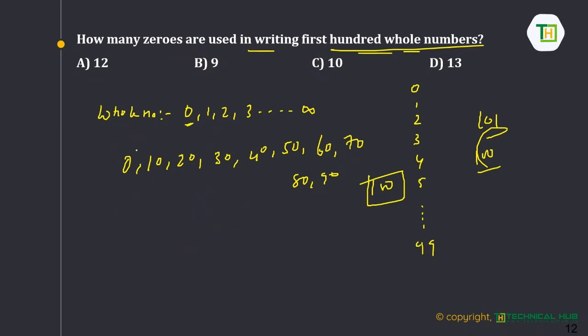Okay, how many zeros are there? So 1, 2, 3, 4, 5, 6, 7, 8, 9, 10. So how many zeros are used in writing first 100 whole numbers means 10 zeros are required. Okay. So next question.